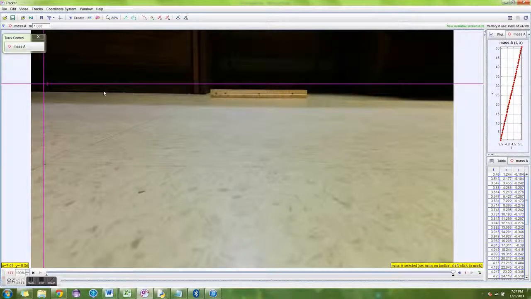So, in conclusion, the VPython model was a good model for this water bottle moving. However, if it had moved parallel to the camera the entire time, it would have been even better.